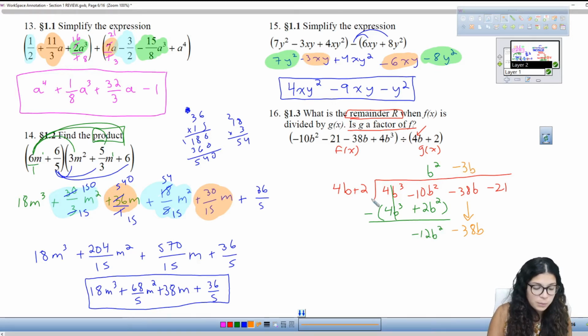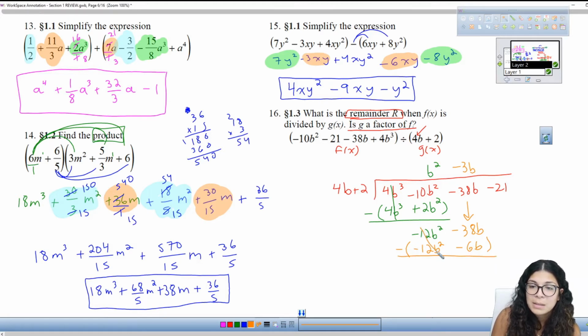Negative 3b times 4b will be negative 12b squared. Negative 3b times 2 is negative 6b. And then I want to go ahead and subtract. Anything minus itself is nothing. Negative 38b minus negative 6b is really negative 38b plus 6b. So it'd be negative 32b. And then we bring down our last term and go through this one more time.